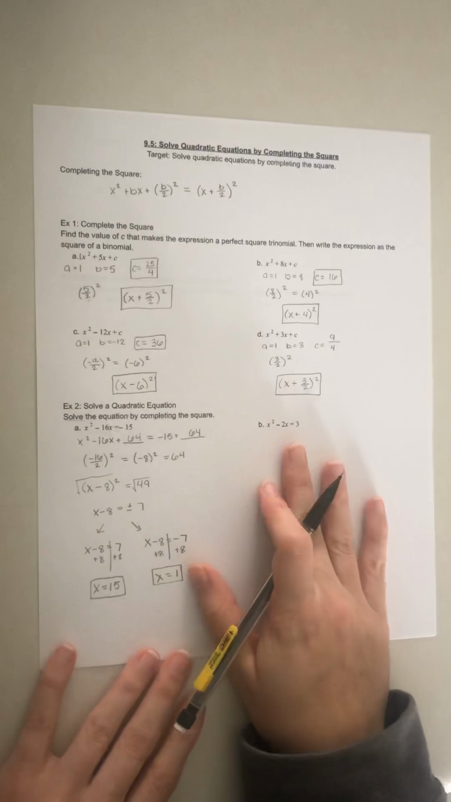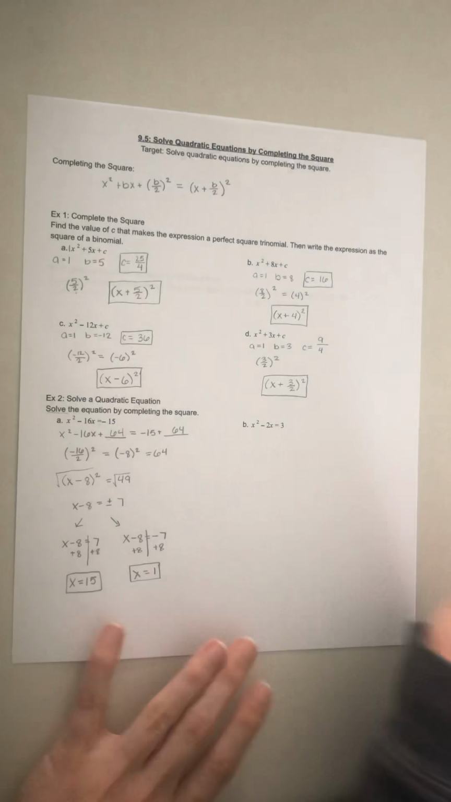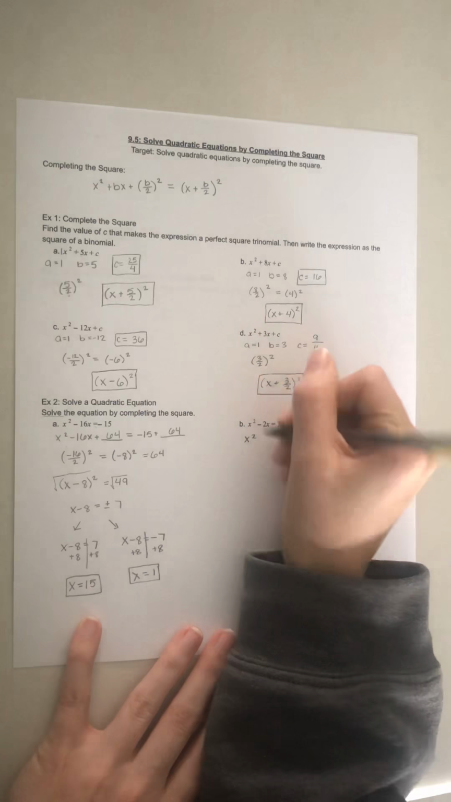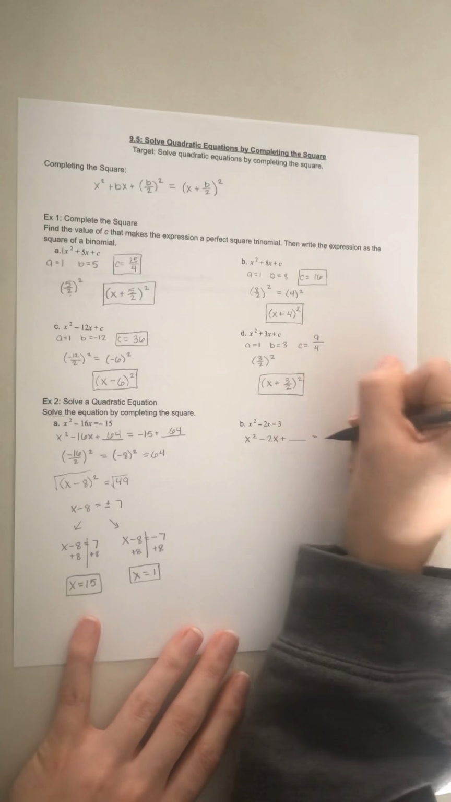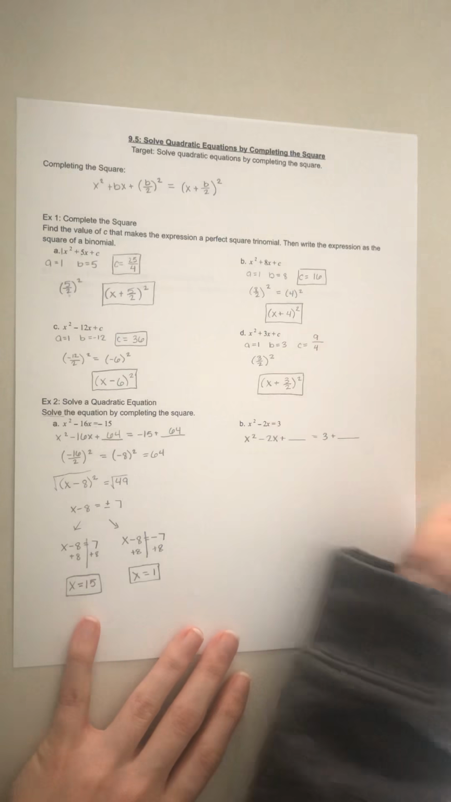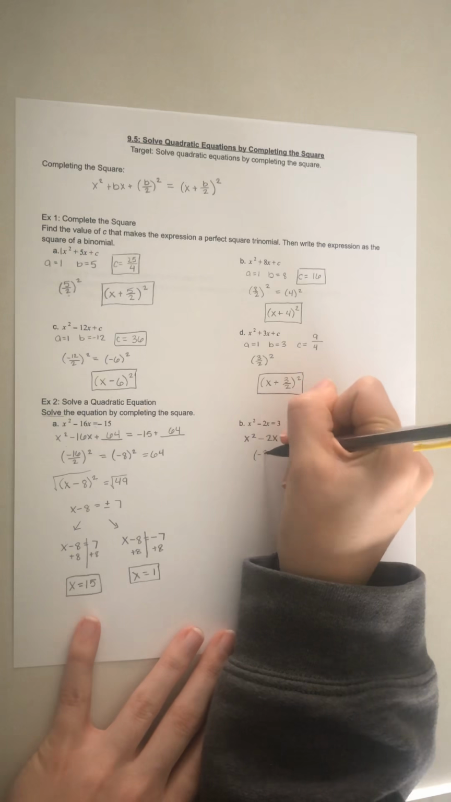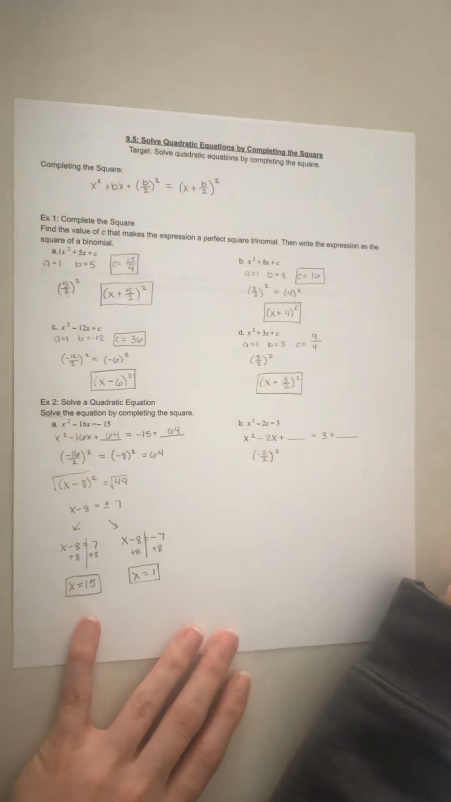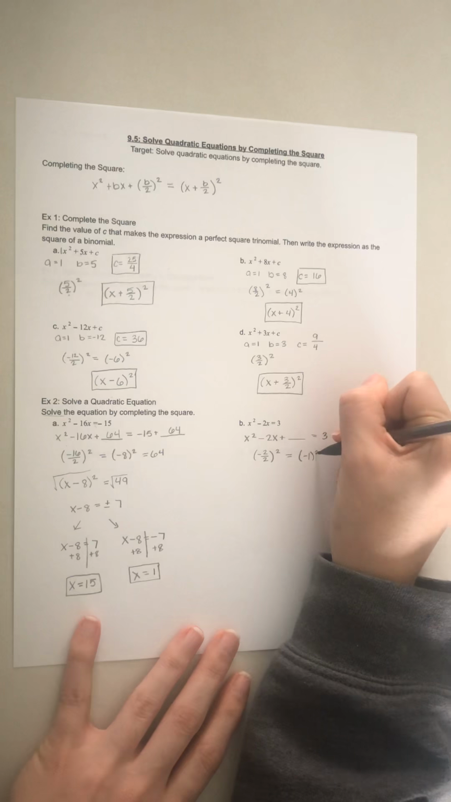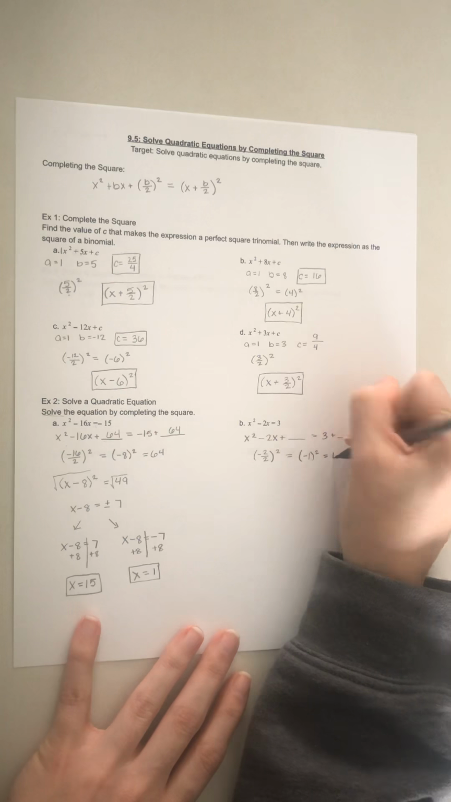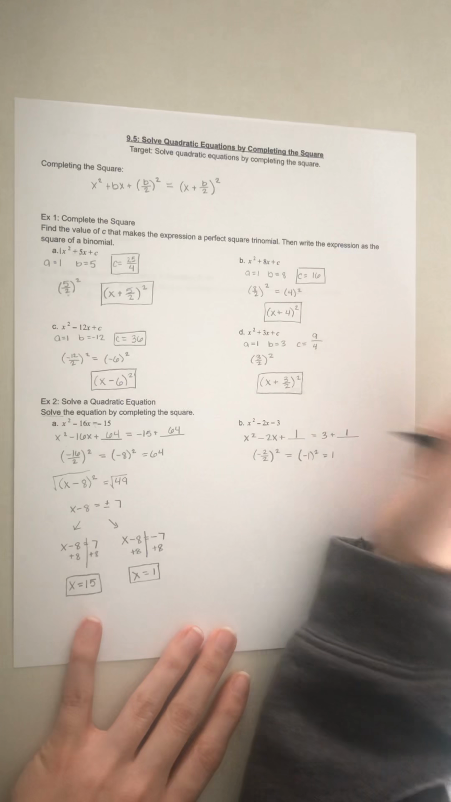Okay, so I'm going to go through that process one more time. If you want to watch, you can. Otherwise, you can pause it and see if you get the correct answer. So I'm going to have x squared minus 2x plus a blank is going to equal 3 plus a blank. Then I take my negative 2 and divide it by 2 squared. Negative 2 divided by 2 is negative 1 squared. Negative 1 squared is 1, because a negative 1 times a negative 1 is a positive 1. So I'm going to add 1 to both sides.